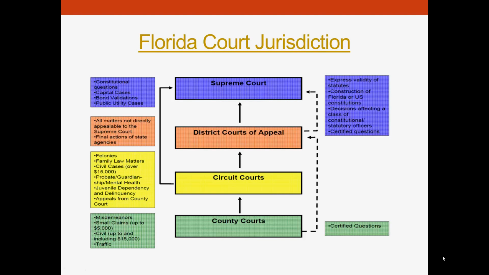Florida court jurisdiction. It is important to understand the dual trial court structure in the Florida court system. Each Florida county has a county court that can hear misdemeanors, small claims up to $5,000, civil claims up to and including $15,000, and traffic matters. Florida circuit courts serve one or more counties and can hear matters involving felonies, family law matters, civil cases over $15,000, probate, guardianship, mental health, juvenile dependency, and delinquency.